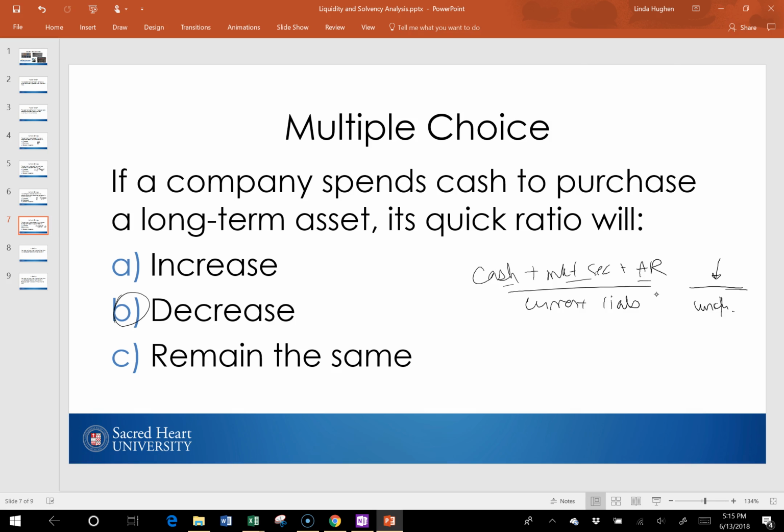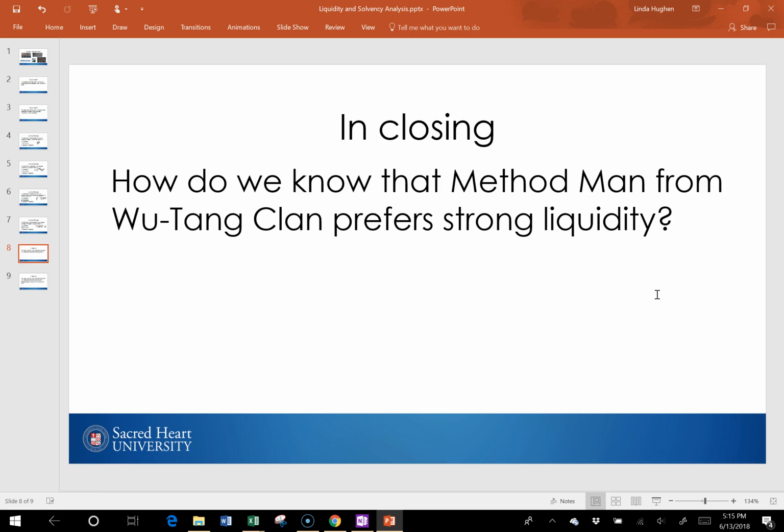All right, in closing, hope this will make this whole video worthwhile. How do we know that Method Man from Wu-Tang Clan prefers strong liquidity? Take a moment, pause here, think about your answer before we return to the answer on the next slide.